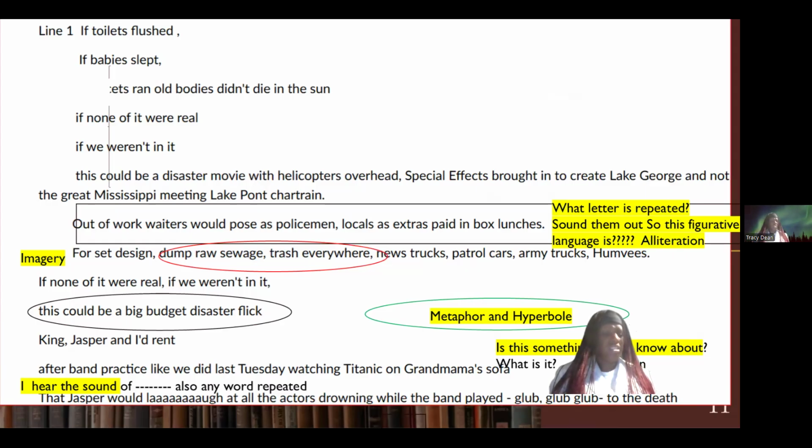"Jasper and Adrian, after band practice, like we did last Tuesday watching Titanic." Okay, Titanic. Is this something that we all know about? Is this something that we can refer to? That's an allusion. Now let's go to the last line. "That Jasper would laugh at all the actors drowning while the band played. Glub, glub, glub to the death." Now, glub, glub, glub.